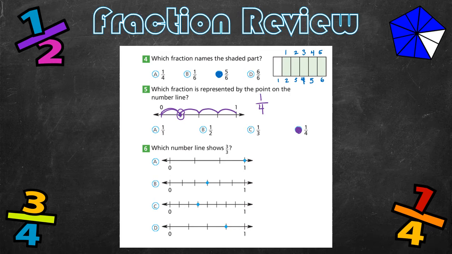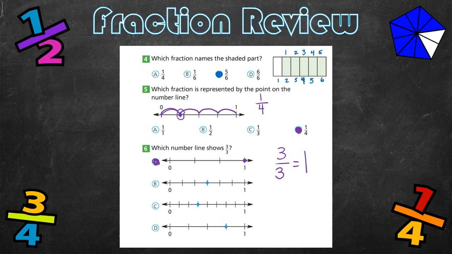And number 6, which number line shows 3/3? Well, without even looking at the number lines, I know that 3/3 equals 1 whole because I'm breaking a shape up into 3 equal parts and I'm counting all those parts. So if I'm counting all the parts, then I'm counting the entire thing. So my number line, I'm looking for a point that's on the number 1. And I can see that A has a point on the number 1, so I would select A.